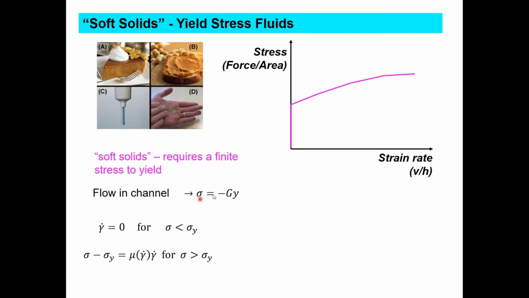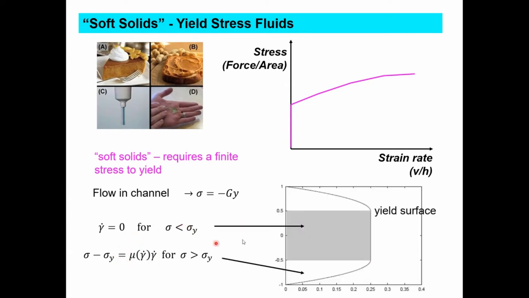Okay, so what happens now if we think about our flow in a channel again? The stress is still proportional to the distance away from the center line. So near the center line, you're going to be below the yield stress, and so the center part of the fluid isn't going to move. The yielding is going to occur near the walls. And so what you'll get here is a flow profile that looks like this. Here you've got the unyielded material, where you're below the yield stress, and then you have yielded material here. This line between the yielding and unyielding fluid is sometimes called the yield surface.